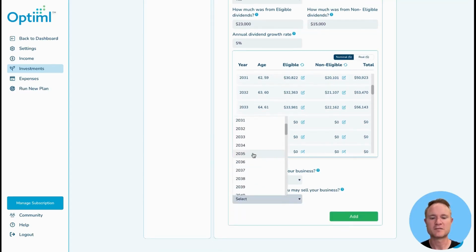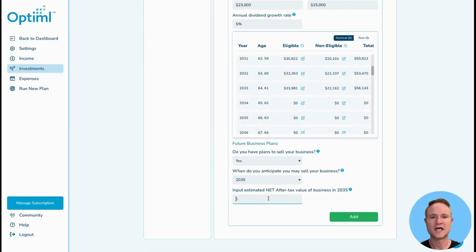Select the year you anticipate you might sell, and input the net after-tax proceeds of the sale of your business. Once all required fields are completed, select Add.